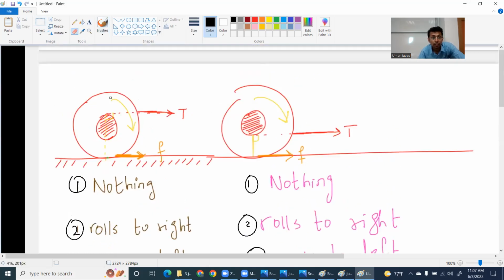Tell me, this one goes clockwise or anti-clockwise, and you also tell me the right one goes clockwise or anti-clockwise. First one definitely rolls to right? Yeah. Okay, let me click the answer as Ahmed said. Rolls to right is the answer. Everyone agrees? Yes. What about the second one?